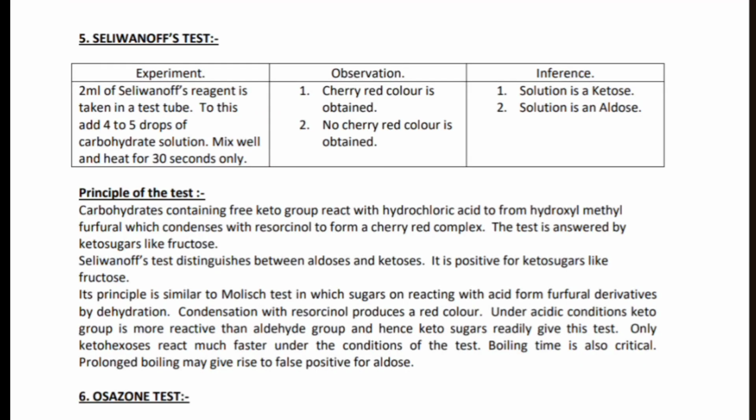Next, Seliwanoff's test. In this, 2 ml of Seliwanoff's reagent is taken. To this, 4 to 5 drops of carbohydrate solution is put, and then you just mix and heat it for 30 seconds. Don't heat it a lot. If cherry red color is obtained, then the solution is a ketose. If there is no cherry red color, then it is an aldose. Basically this is used for glucose and fructose.